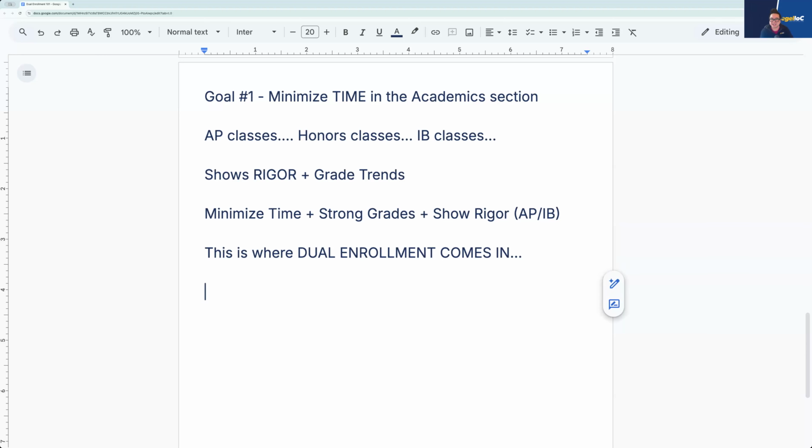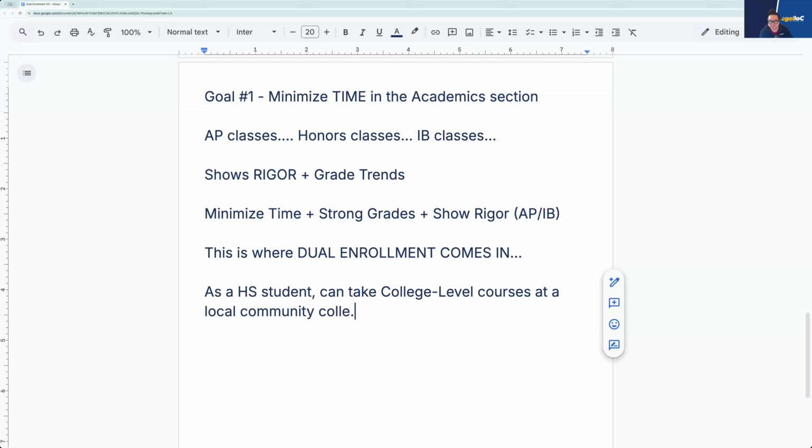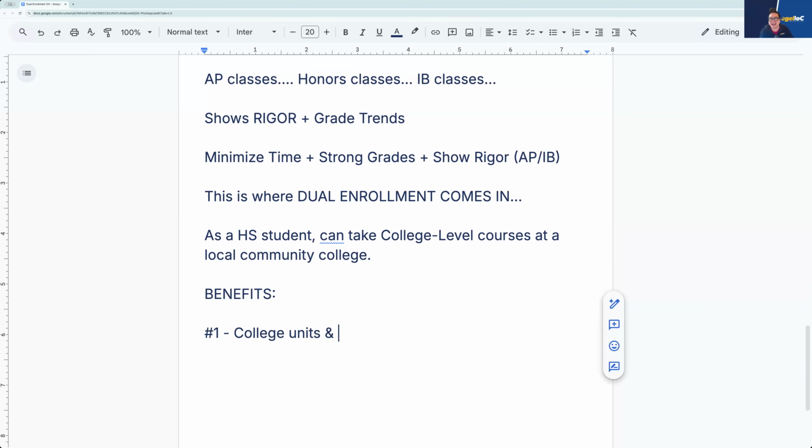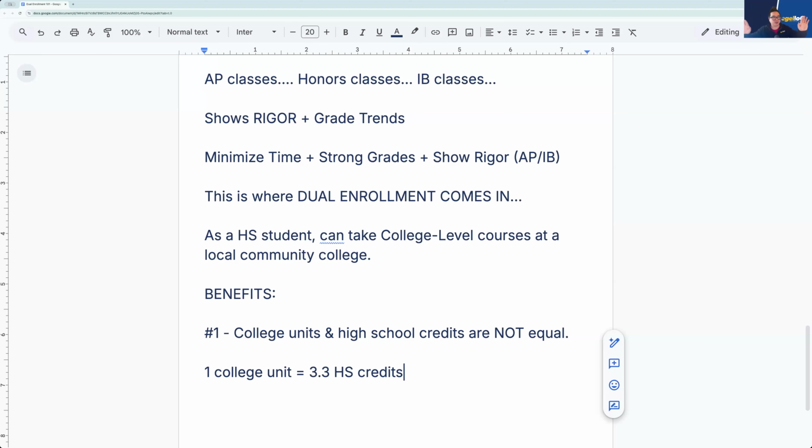What dual enrollment is: as a high school student, you can take college level courses at a local community college. So what are the benefits? Number one, college units and high school credits are not equal. One college unit is equal to 3.3 high school credits. If you look at your transcript or report card, you'll notice a high school class is typically 10 credits: 5 credits for fall semester and 5 for spring semester.